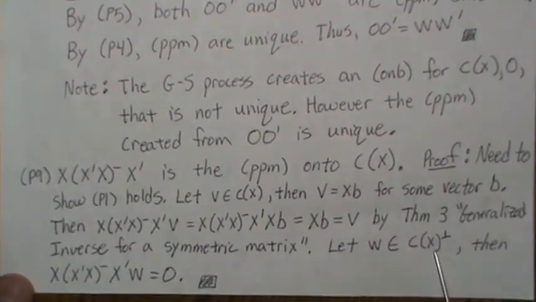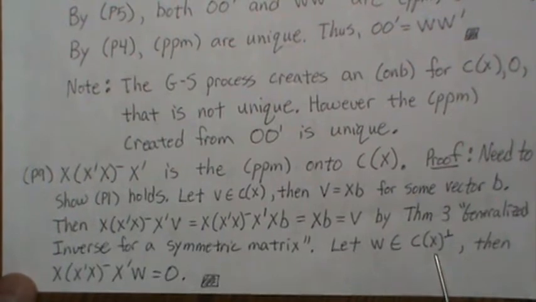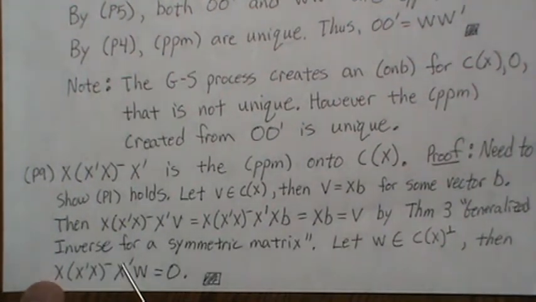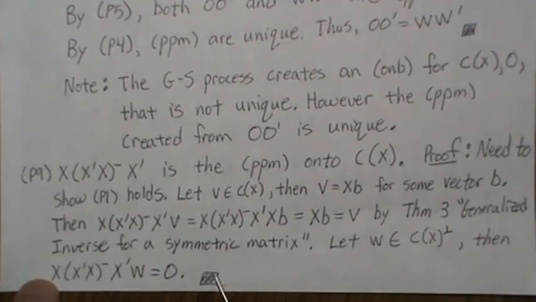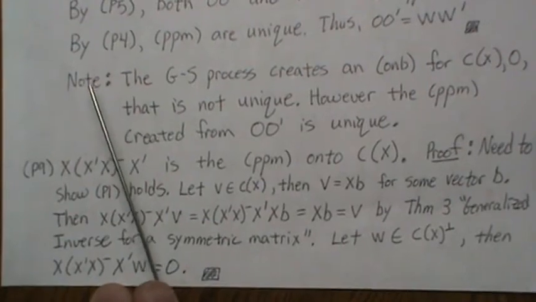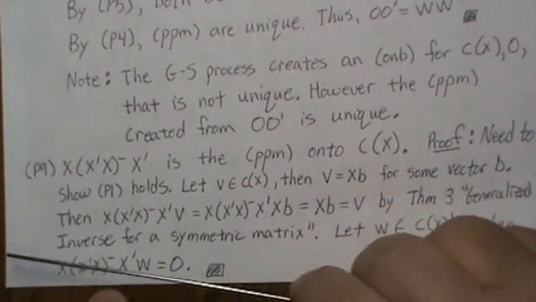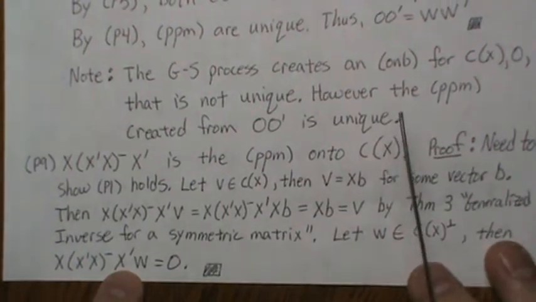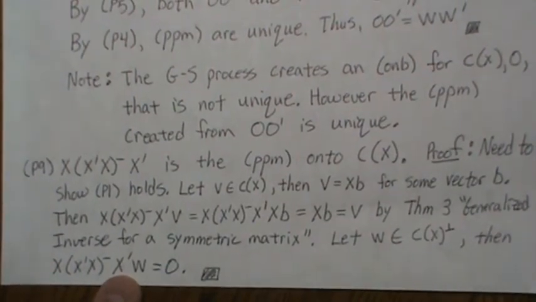Let W be in the orthogonal complement of the column space of X. Then this hat matrix here times W is 0. And if you think about it, this X transpose took the columns and made them rows. So when we're multiplying each row times W, they're orthogonal to each other, so that dot product is 0.